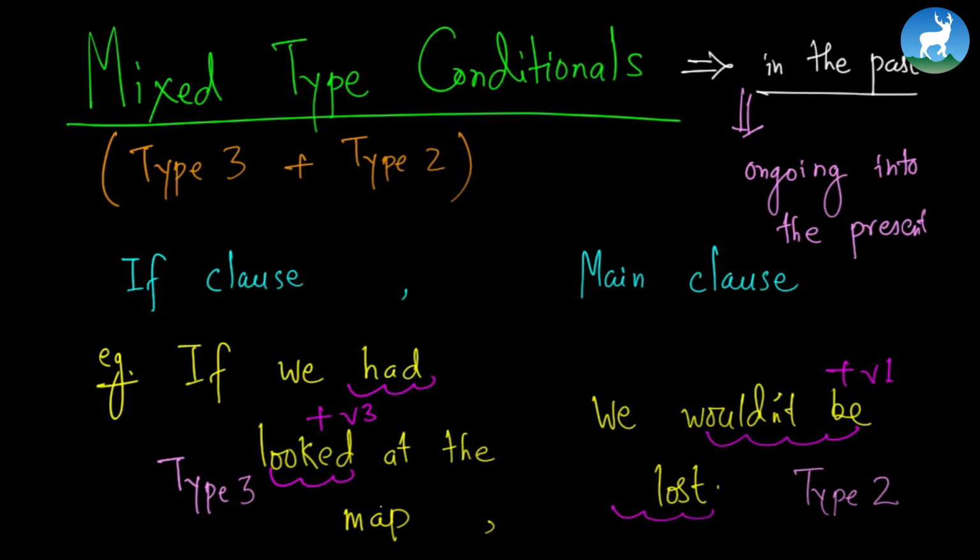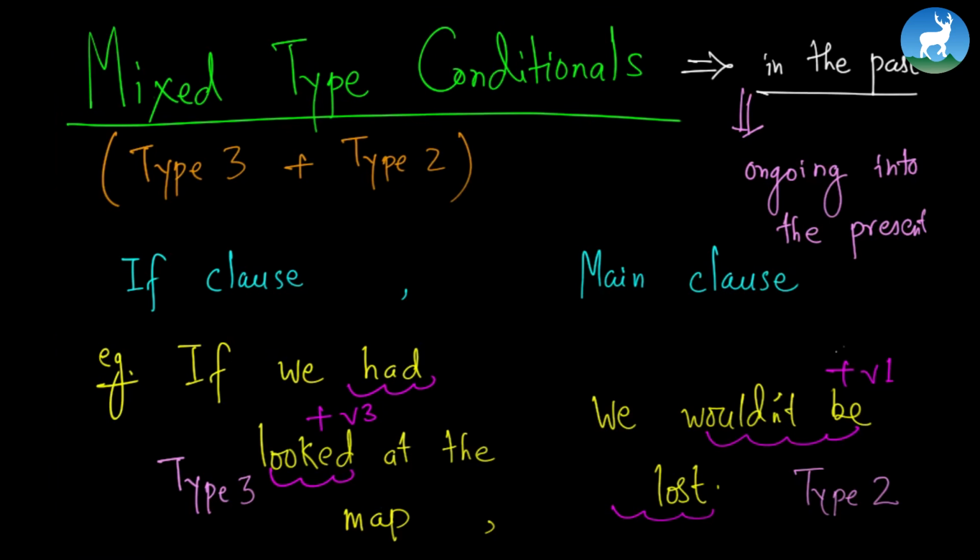You didn't look at the map and that's why you're lost. So you say something like this: if we had looked at the map, we wouldn't be lost, but you sadly hadn't, had no time to look at the map, and you got lost. If we had looked at the map, we wouldn't be lost. That is the mixture of type 3 and type 2. I'm repeating it once again, and it is called the mixed type.